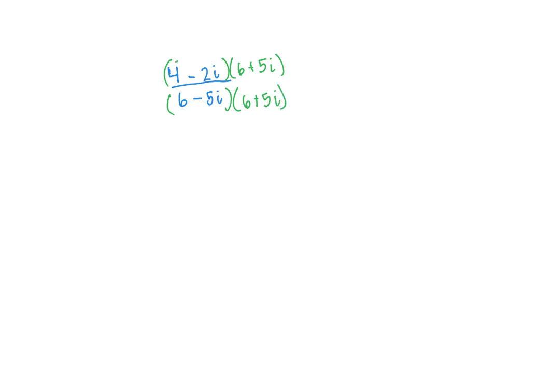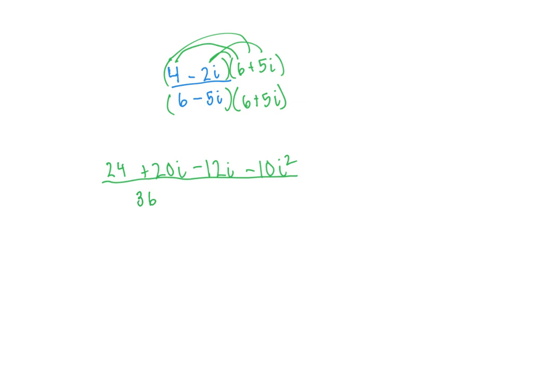Okay, I'm going to FOIL my numerator. That's 24 plus 20i minus 12i minus 10i squared. And in the denominator, I have 36 minus 25i squared. So I'm going to combine like terms.